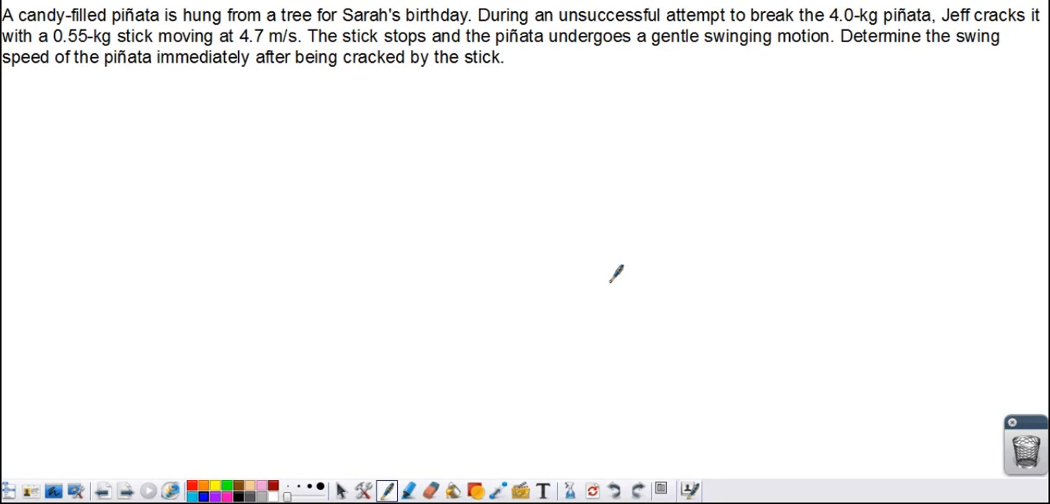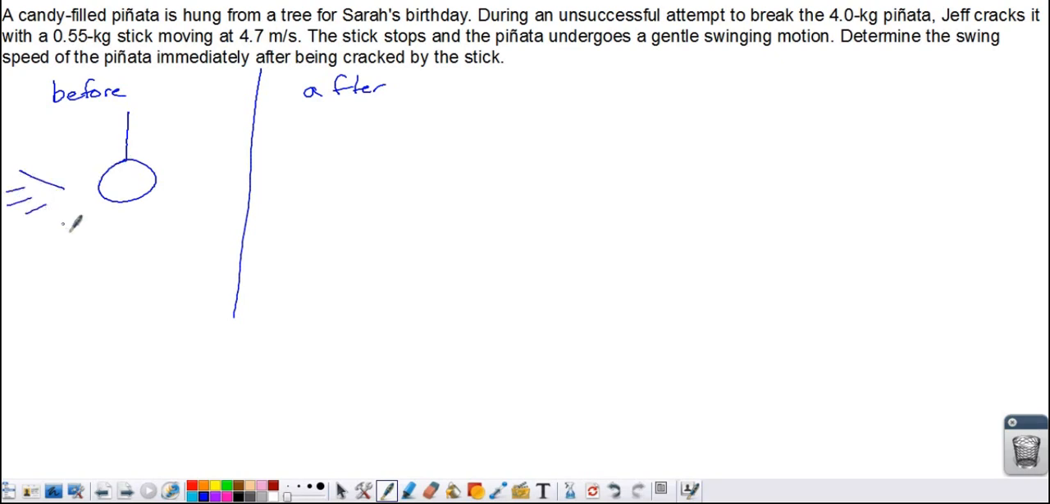Okay, so we've just learned that momentum is conserved when we include everything in the system. So let's go ahead and look at the conservation of momentum and try to use that. We know we're going to have a before situation and an after situation. Before, we've got this piñata hanging from the tree, and there is a stick that is being swung at the piñata. Afterwards, the stick is motionless and the piñata is moving off to the side.